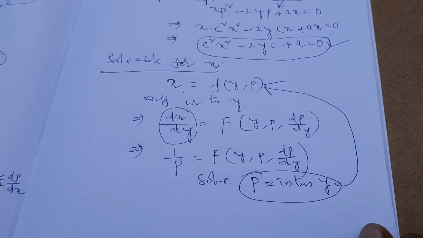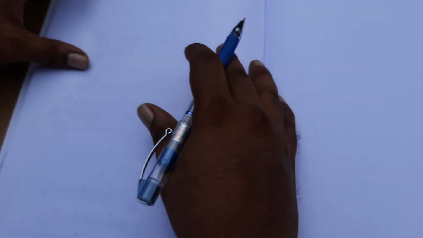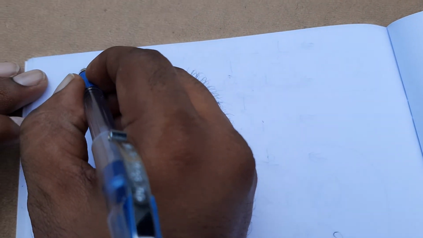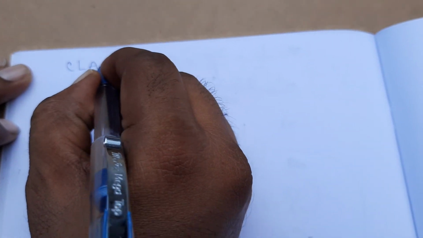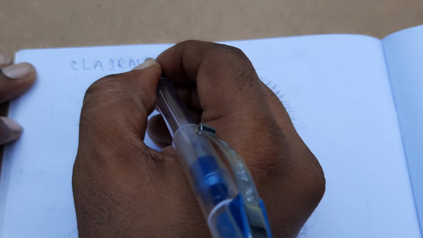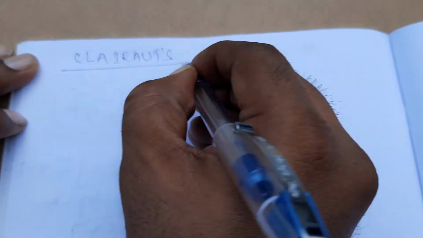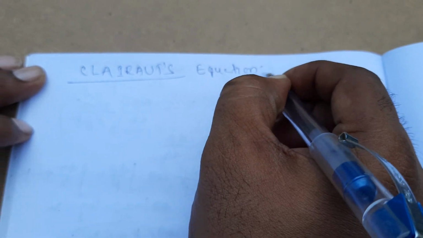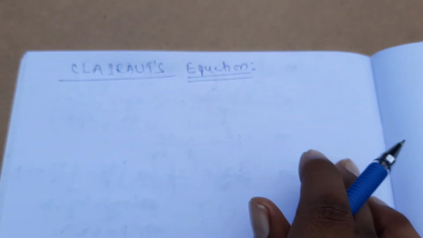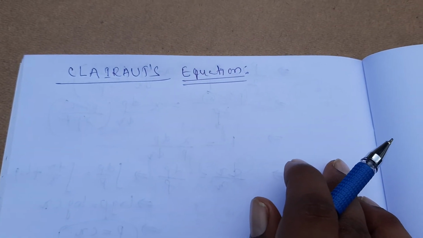Next, in this differential equation, one more important model is there, that is Clairaut's equation. This is nothing but Clairaut's equation. This is the last model in differential equations.